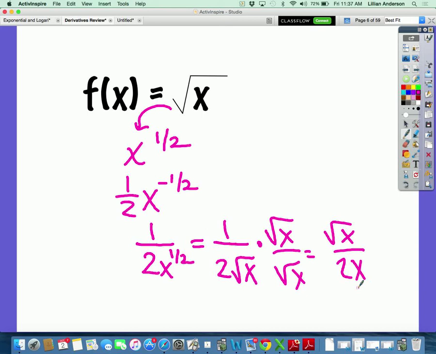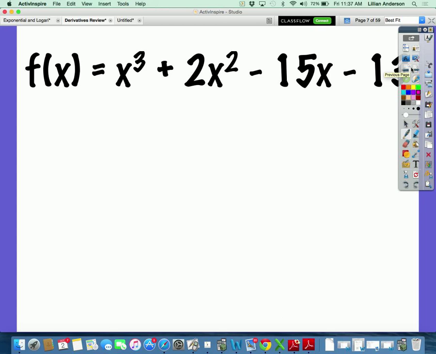Honestly, I feel like all of these would be accepted. I'll just have to look at what the mark scheme would say, depends on the problem. Okay? Clear boards, here's the next one.